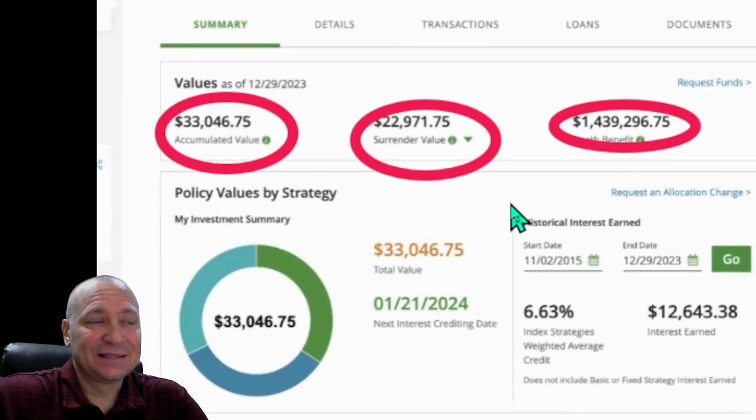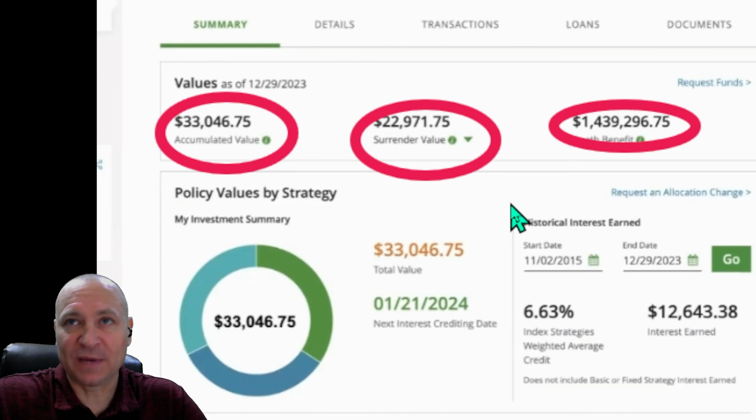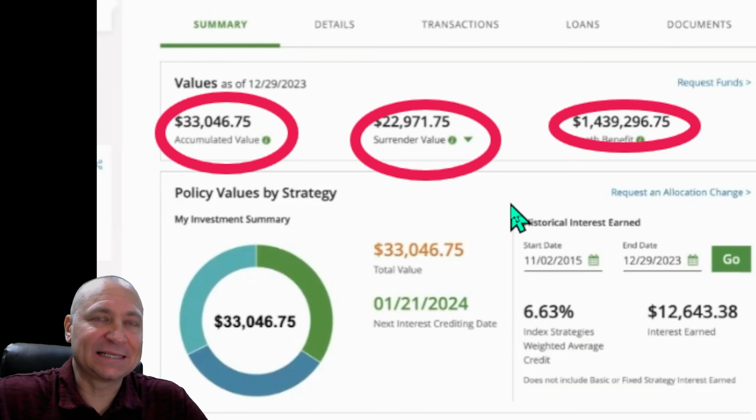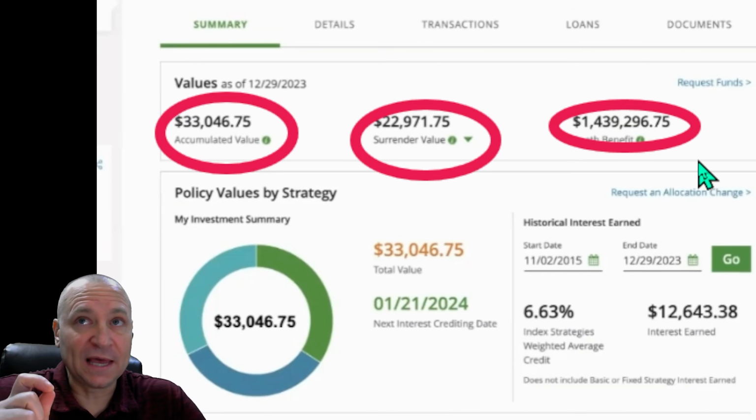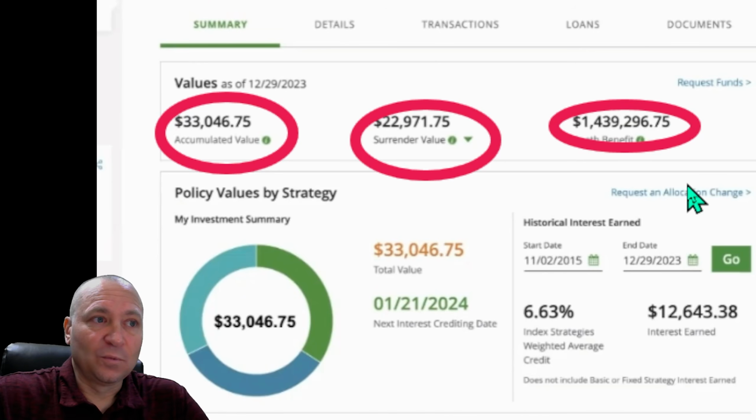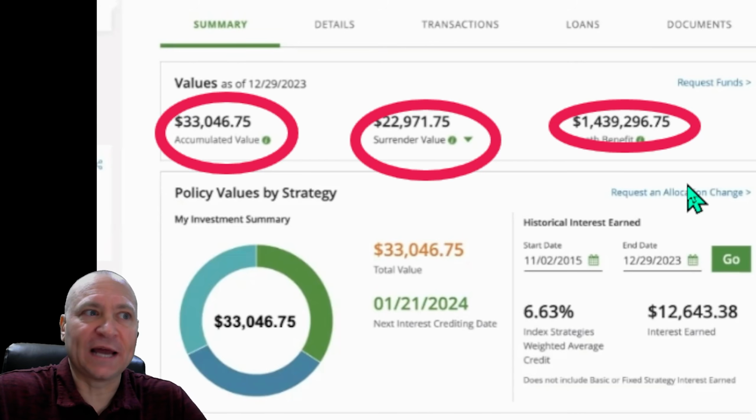Now the owners of this policy are not very happy with this policy. This is not what they expected. Had this policy been designed properly, meaning with a lower death benefit and a proper blend to reduce the commissions, we would expect something similar to my policy. If they've paid in $90,000, they should be well over $90,000.